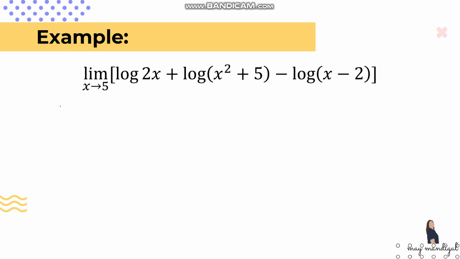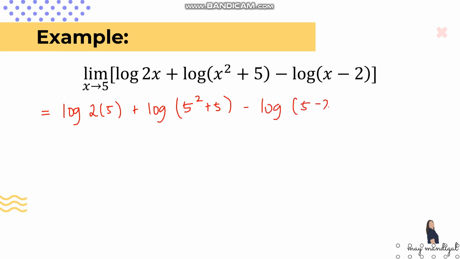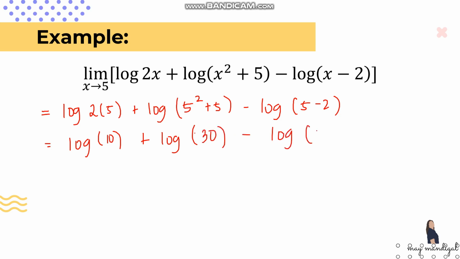Let's try another logarithmic function. So let's just substitute. Logarithm of 2 times 5 plus logarithm of, then we have x squared, so 5 squared plus 5, minus logarithm of 5 minus 2. So let's simplify this. Logarithm of 10 plus logarithm of 25 plus 5 is 30, minus logarithm of 3.